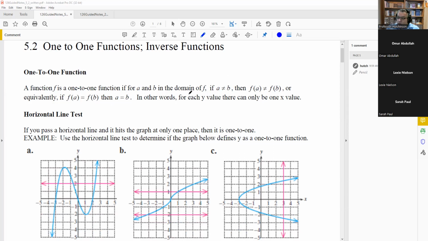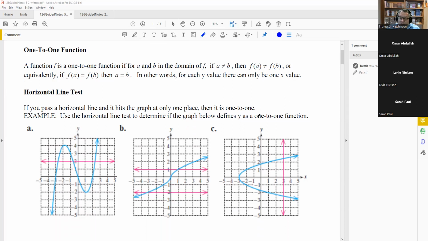So what this is saying is that for every y value, there can only be one x value. That's what all this really translates into. It basically says that if the y values equal each other, then the x values must equal each other. And so that's basically what it says here.